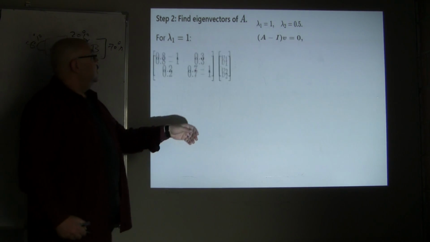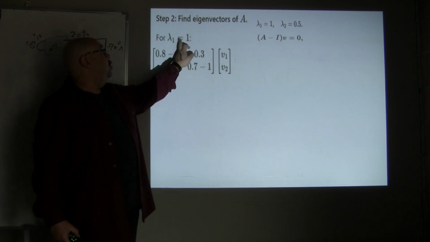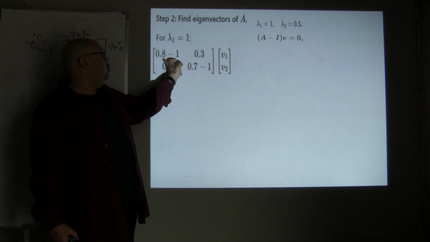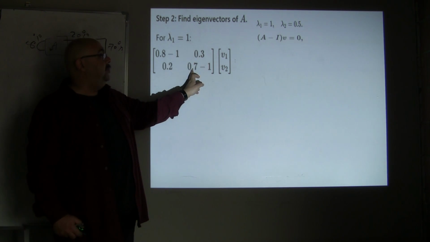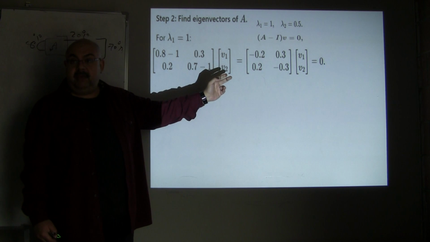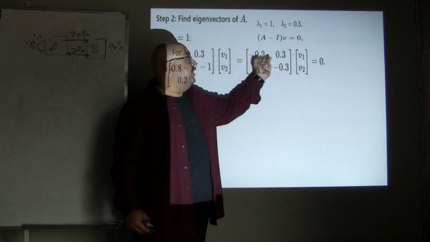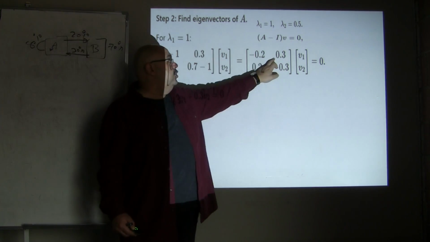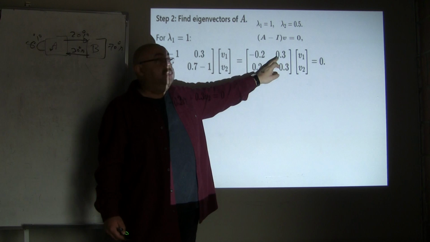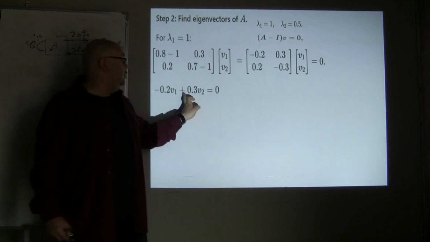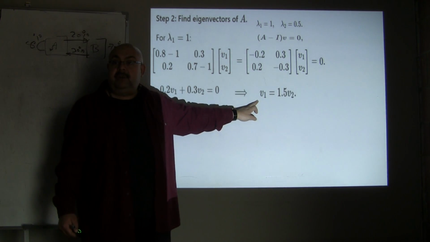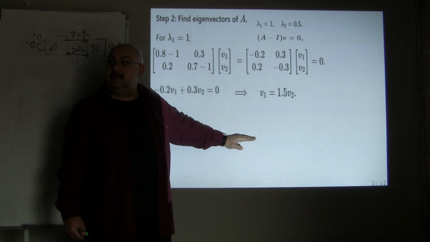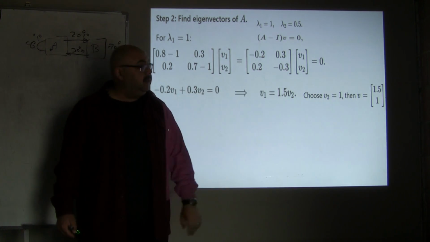Step by step. Here is the matrix. Subtracting 1 from the diagonal elements, it's going to be minus 0.2, 0.3, 0.2, minus 0.3. That's what we have. If we add the first row to the last row, it's going to be zeros. Now I can divide by 0.2 and get a relation connecting V1 and V2. Here we go, that's the relation connecting V1 and V2. Now I have the first vector, which is going to be 1.5 and 1. Okay? That's the first vector, 1.5 and 1.